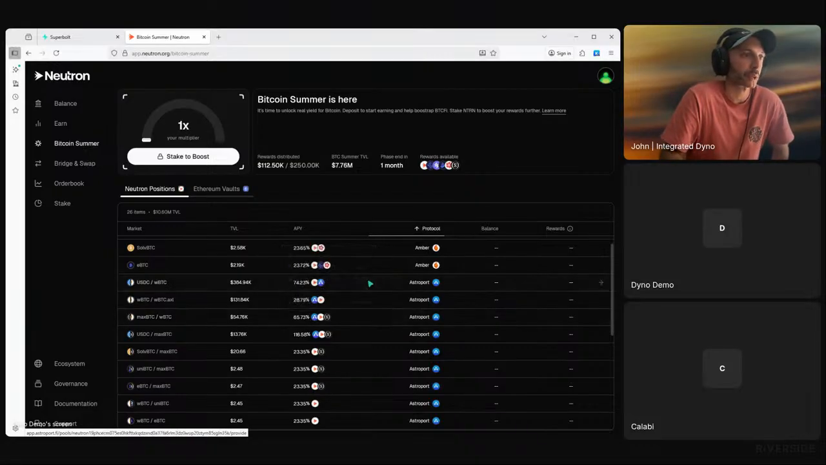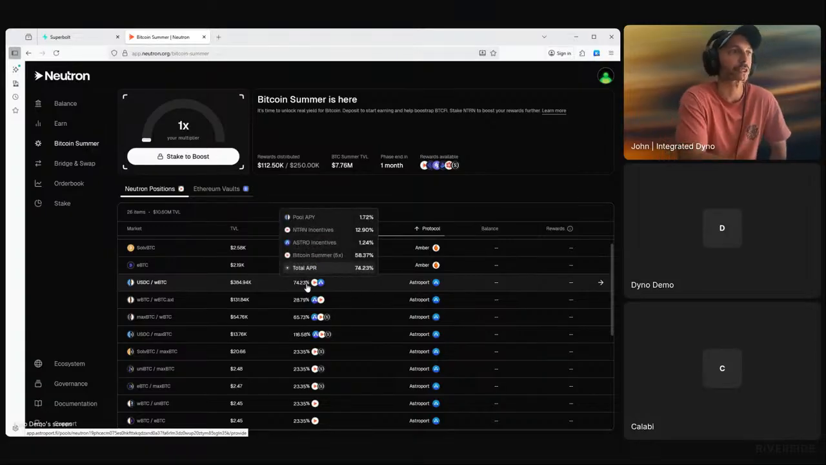And in addition, some even have Neutron incentives. For example, this one, you can see the second line under pool APR. There's Neutron incentives, so this is liquid incentives that you can go and claim directly from the Astroport UI, and then also the Bitcoin Summer rewards, which is down below, the 58% APR on this specific pool.